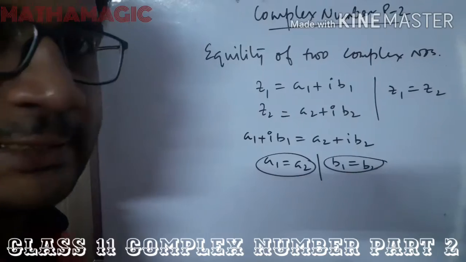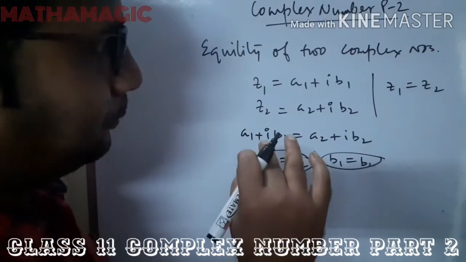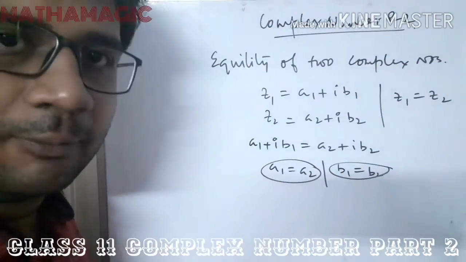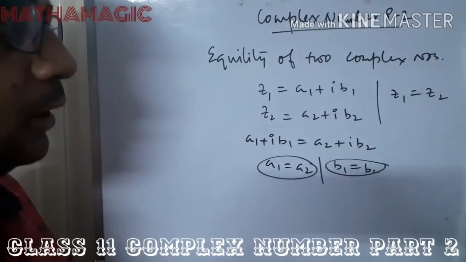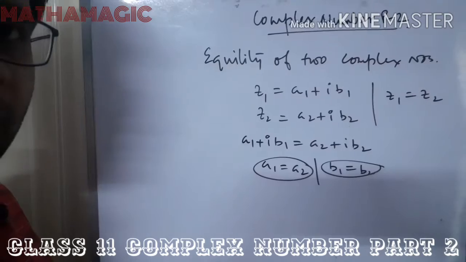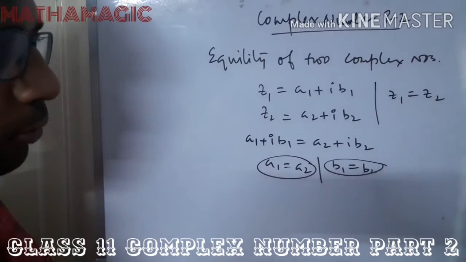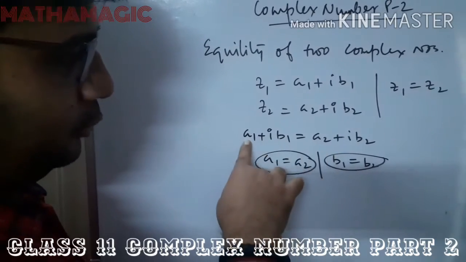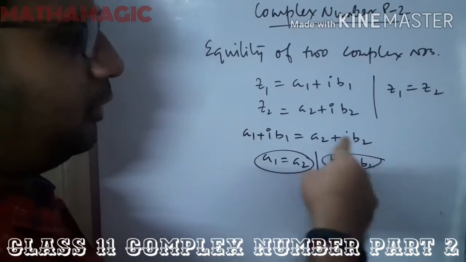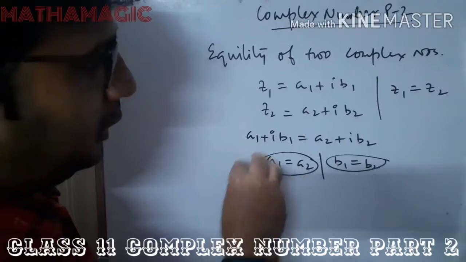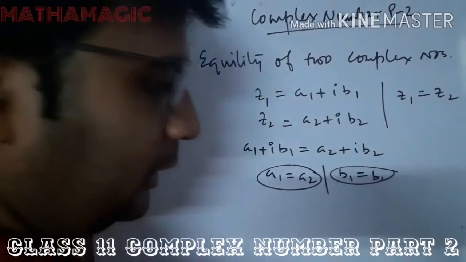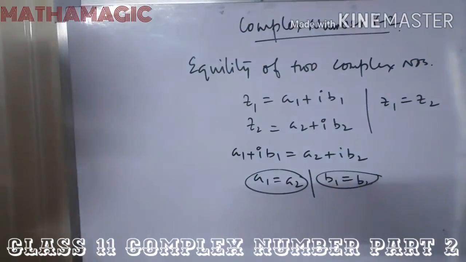So I'll repeat it once again for you, that if we have two complex numbers, then we can compare the real part with one another, and we can compare the imaginary part with one another. There should not be any comparison between the real and imaginary parts. So here we cannot compare A1 with IB2. We have to compare the real part with the real part and the imaginary part with the imaginary part. So please note it down.